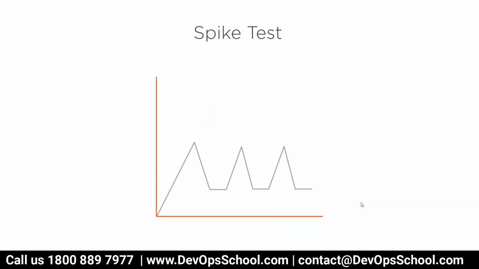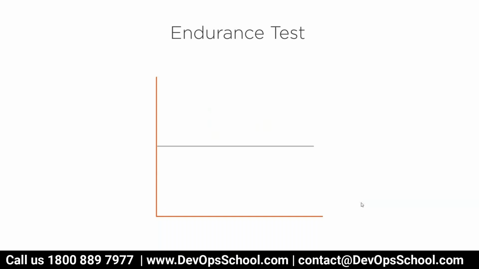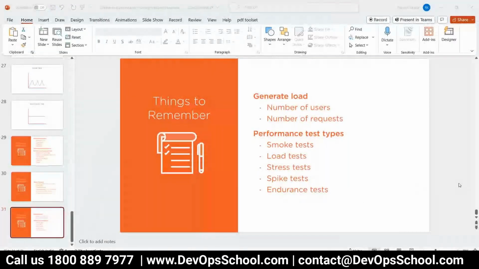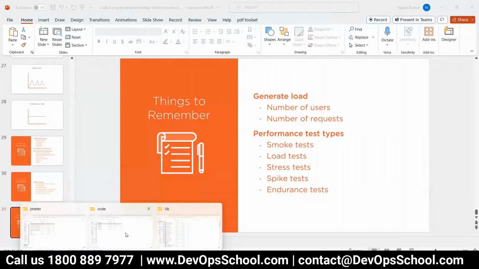Spike test, where you suddenly spike up the requests too much and then suddenly bring them down, and see how your application is behaving. Endurance test, where at a certain fixed number of users you want to run a test over time, and so on. So yeah, these are the things which we have in performance testing.